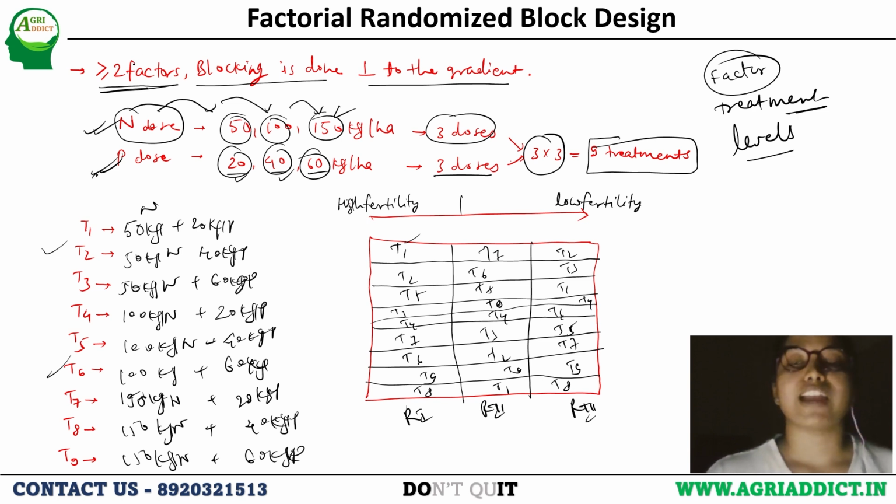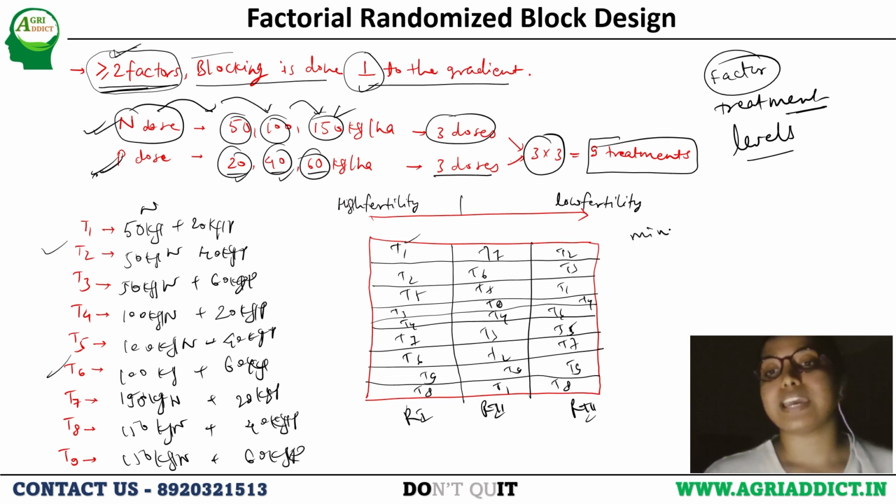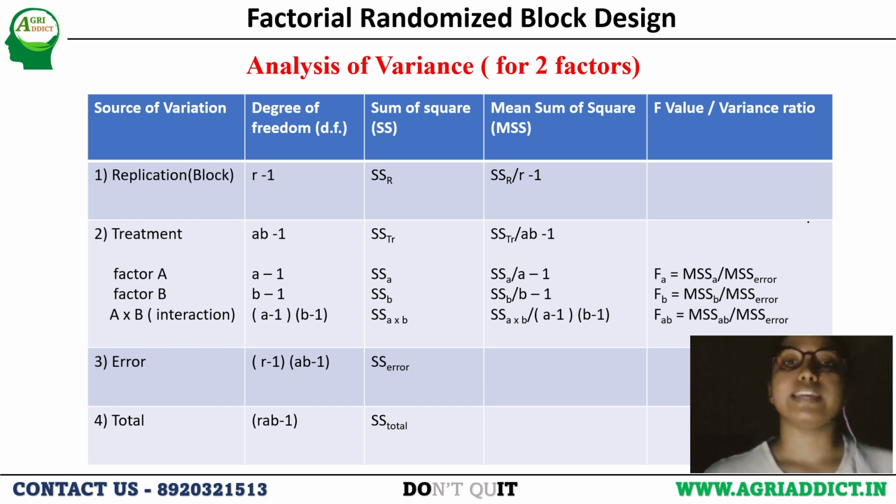First, you have to remember this factorial randomized block design is used when we have to study 2 factors or more than 2 factors. Here, blocking is done perpendicular to the gradient. If the gradient is in this direction, we will do blocking in this direction. So our aim is to minimize the heterogeneity within the field. Okay. Next, analysis of variance for 2 factors.